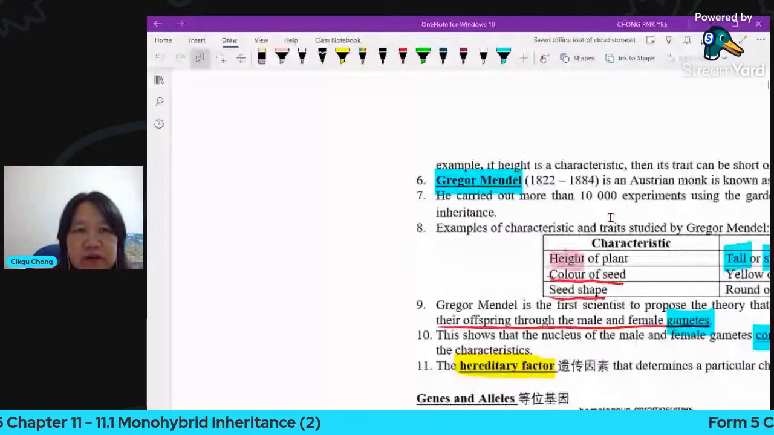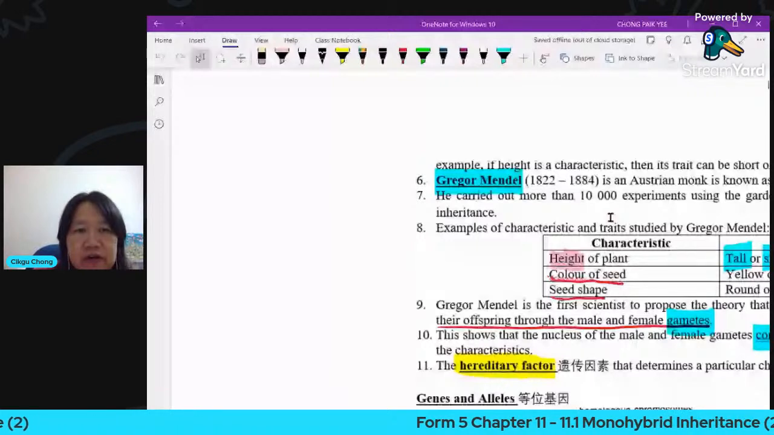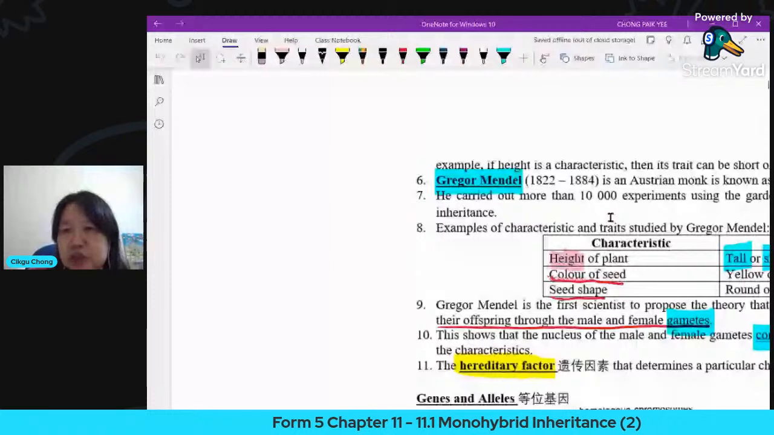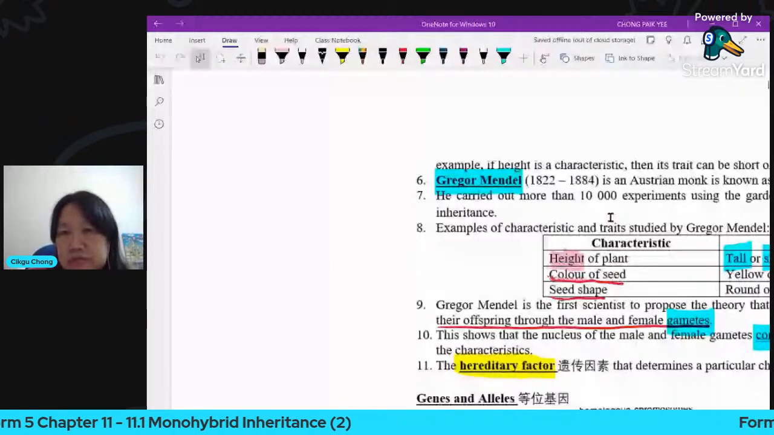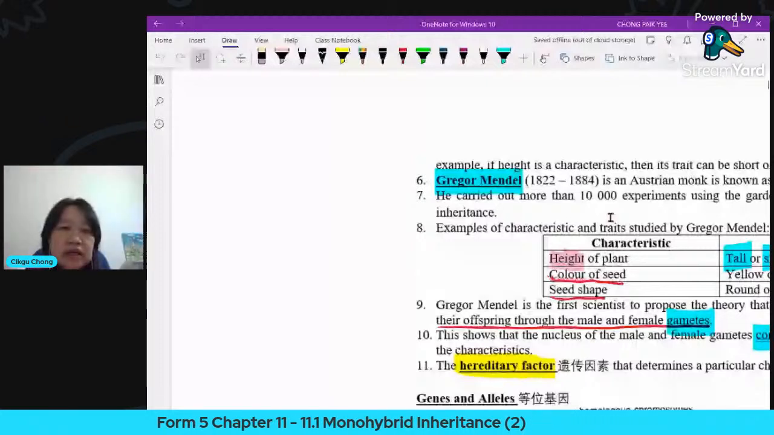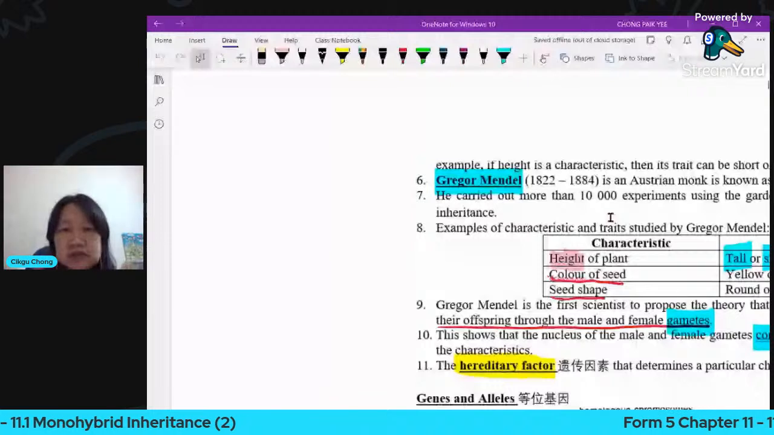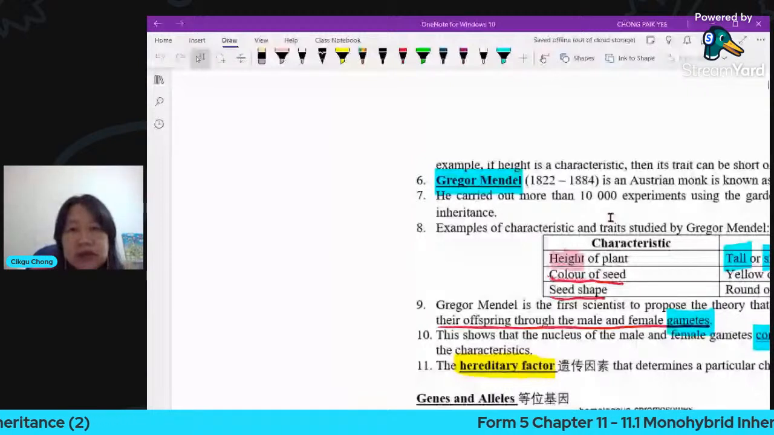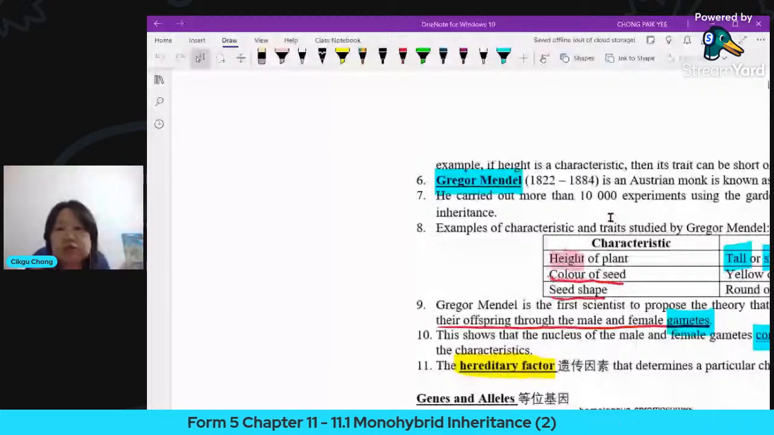And the different types of gene for height are called alleles. So there is a tall allele and a short allele. So make sure you know all the terms related to inheritance before you can understand the further lessons. Okay, so gene controls the characteristic and allele controls the trait. Gene is similar to characteristic, and allele is the different type of gene that controls the different traits. So trait is either tall or short.